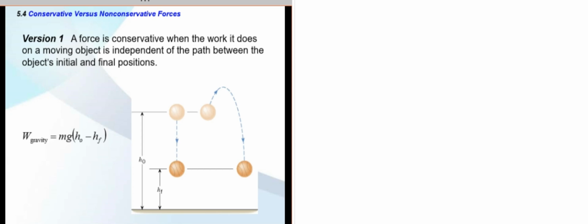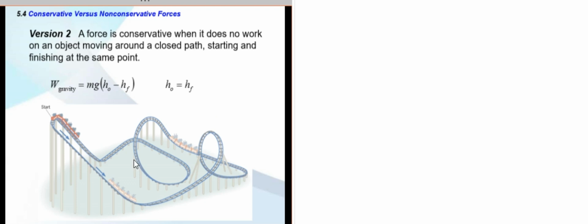So, version 1: a force is conservative when the work it does on an object is independent of the path between the object's initial and final position. Like what I'm telling you, with the gravitational potential energy in our illustration, like the ball earlier, whether it is just going straight downward or in a direction two-dimensionally, we disregard the path taken by the ball. So we can consider that gravitational potential energy is a conservative force.